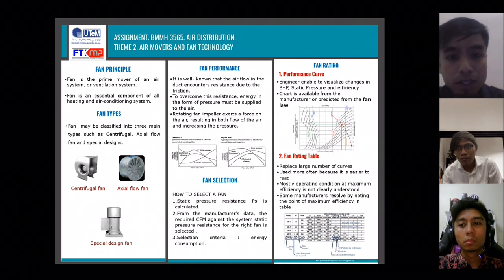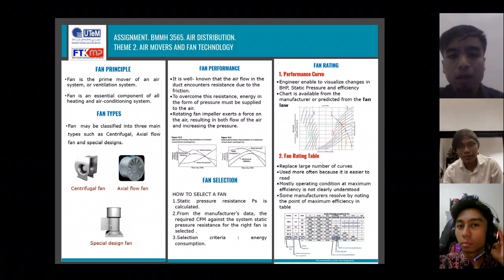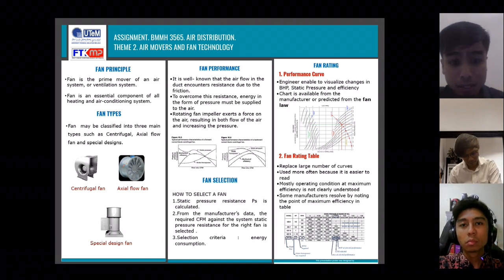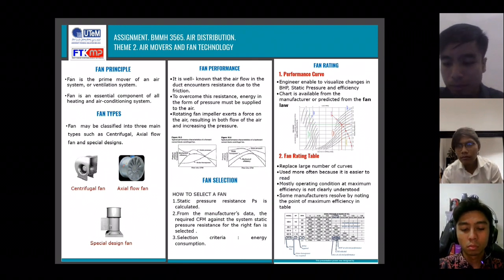Next, for the second subtopic, which is 6.2, fan type. Fan can be classified into 3 main types. The first type is centrifugal fan, axial flow fan, and special design. As can be seen in the poster, the first picture is centrifugal fan. The second picture is axial flow fan, and the third picture is special design fan.